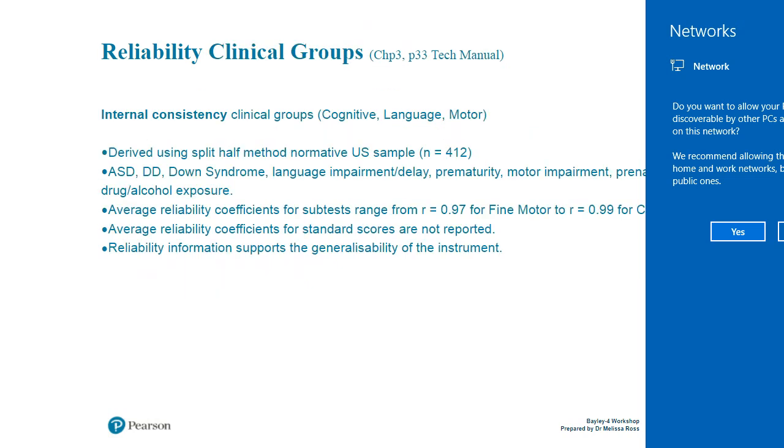Reliability information for the special groups supports the generalizability of the instrument. As part of the US standardisation, the reliability for special groups was shown to be very good indeed, ranging from 0.97 to 0.99 in a sample of 412 children. Please refer to page 33 of the technical manual. This is an equally reliable tool for children with clinical diagnoses or varying levels of development.